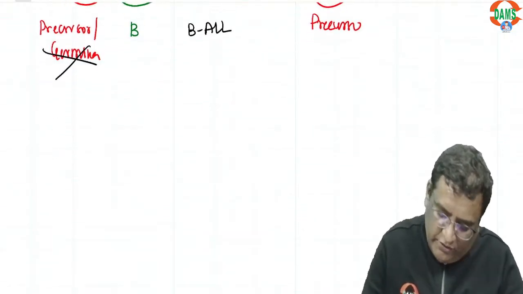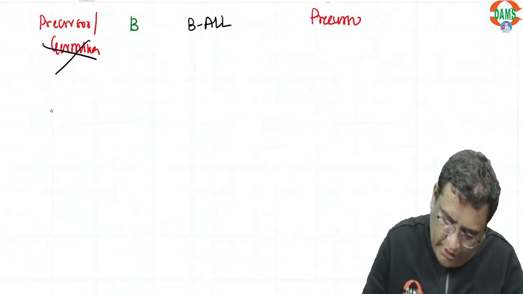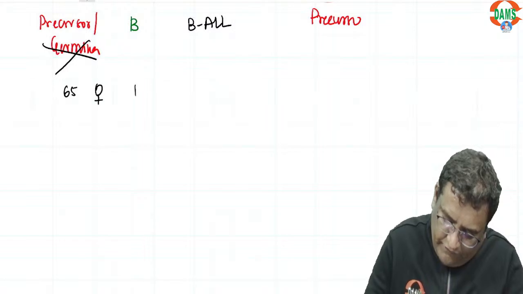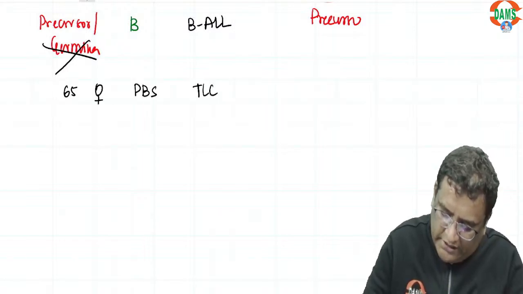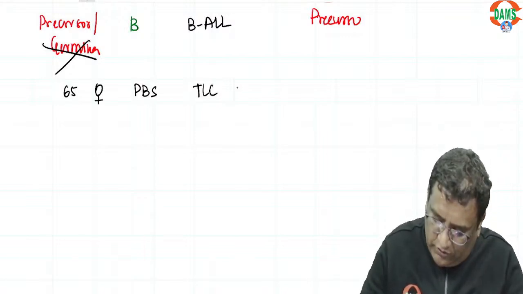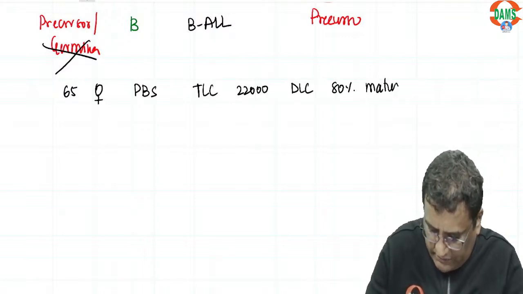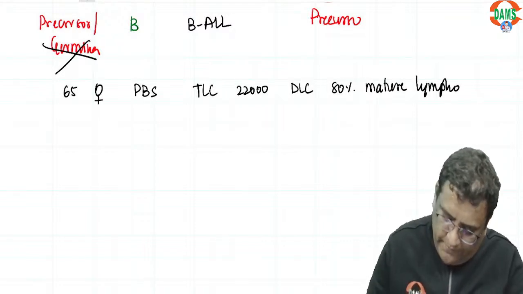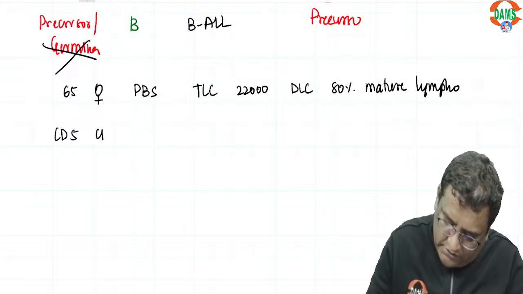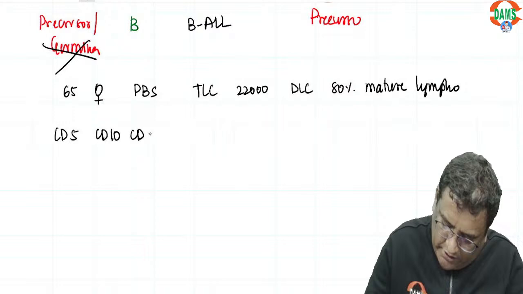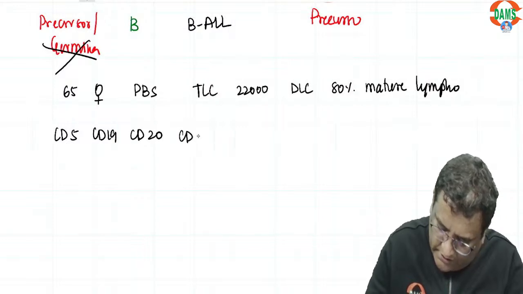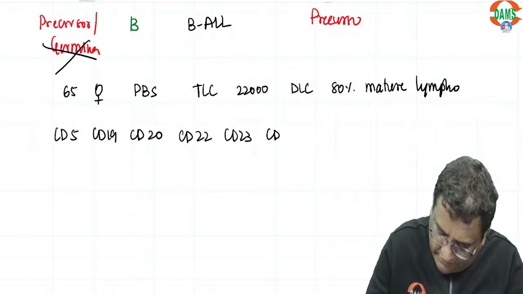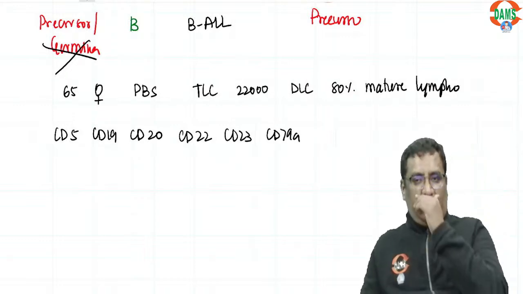Okay. Next, let me give one more. Let me see how many of you can answer this simple question. A 65-year-old female, peripheral blood smear shows TLC 22,000, differential count shows 80% mature lymphocytes, and these are positive for CD5, CD19, CD20, CD22, CD23, CD79A. Tell me, what should be the answer?